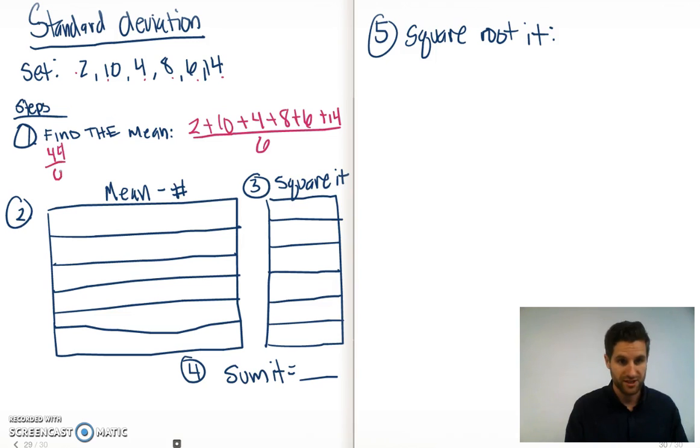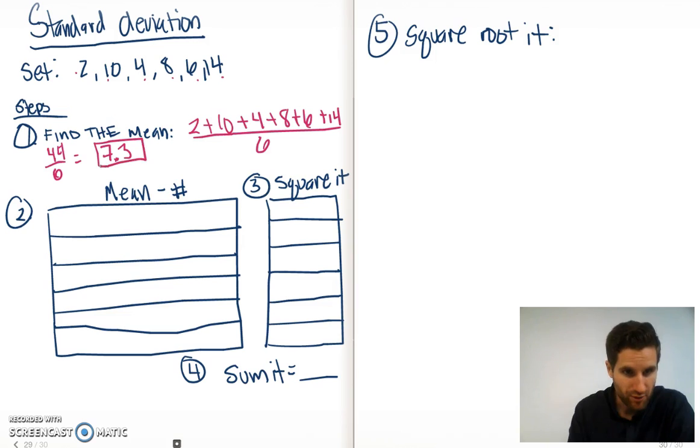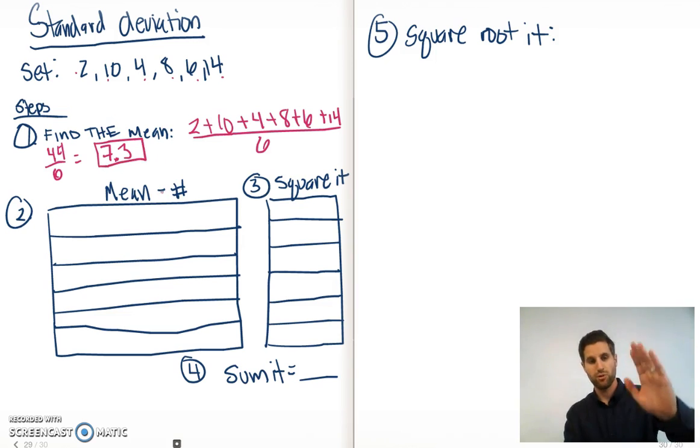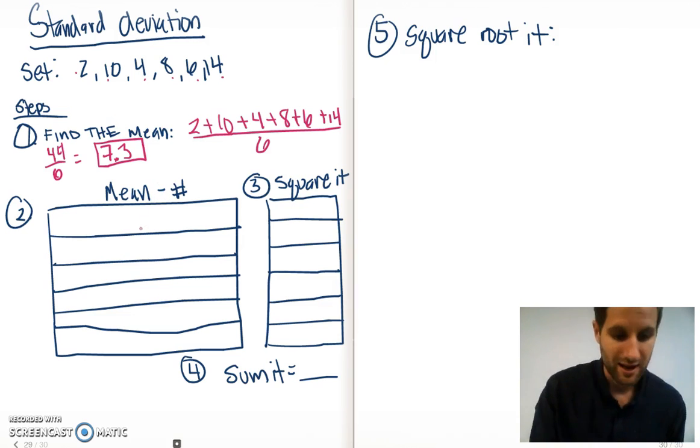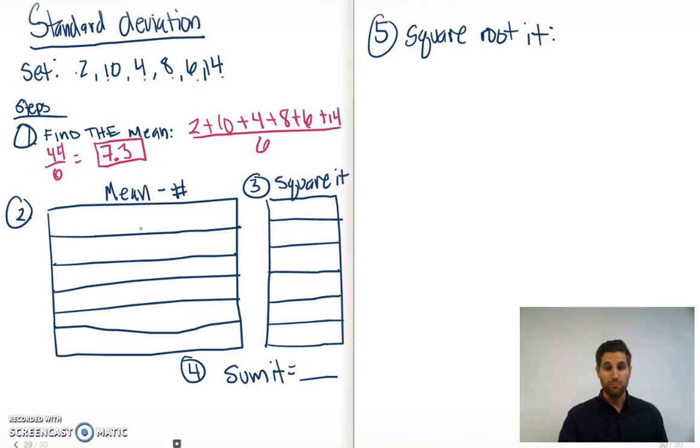over 6. So we're going to divide 44 by 6, and I get about 7.3. And I'm okay with that, 7.3. So there's my mean. That's my average, right? My question is, how far do each of our points differ from the mean? Now I don't care if they're below or above it, I just care how far apart they are.